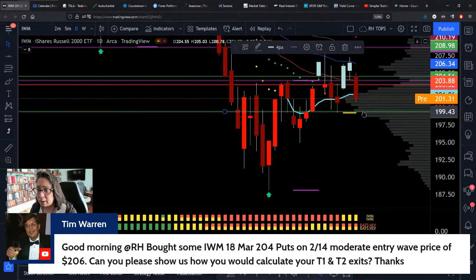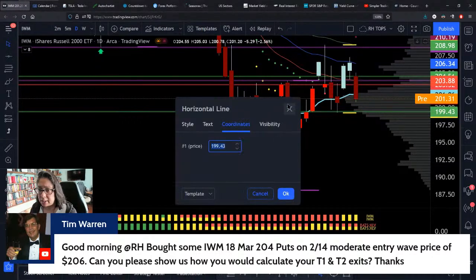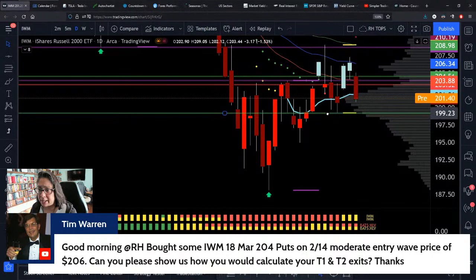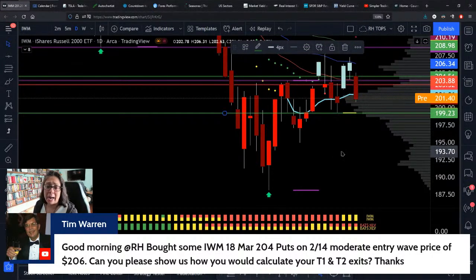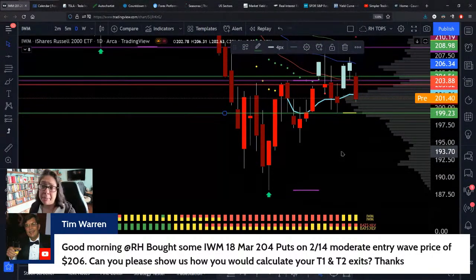Well, take a look right there. We've got some support right there at the Darvis. And that's one level that I'll be keeping an eye on. That 199.20 area, that could be a really good level to watch, maybe as an optional target.